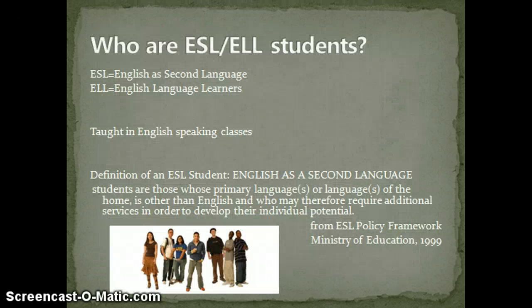Who are these ESL or ELL students? Well, ESL means English as a second language, and ELL is English language learners, so they are pretty much one and the same. These are typically taught in English-speaking classes, and an official definition of an ESL student would be students whose primary language or languages of the home is other than English and who may therefore require additional services in order to develop their individual potential.